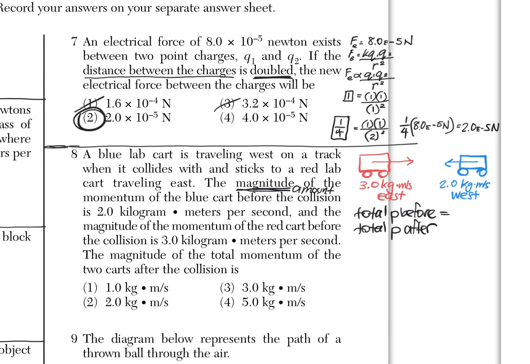So total momentum before, when you add up the momentums, we get 3 kilogram meters per second plus negative 2 kilogram meters per second gets me 1 kilogram meter per second. Now the negative on the blue guy is because it was going west. Direction totally matters. Direction really, really matters when it comes to momentum. That's worth noting.